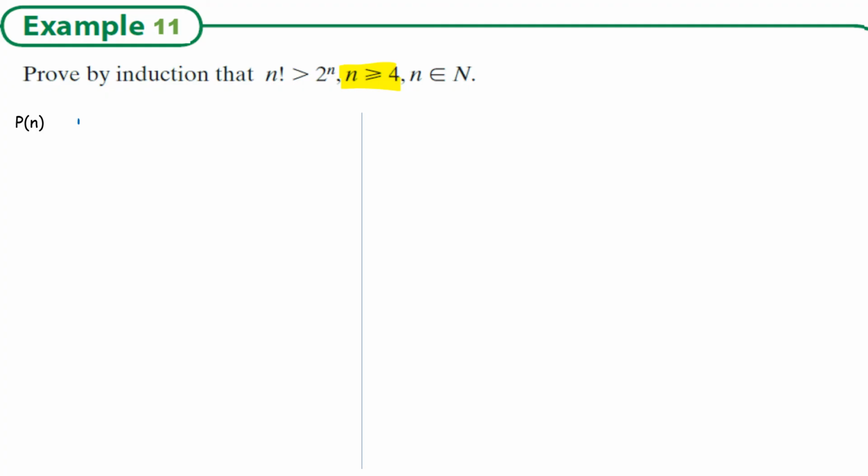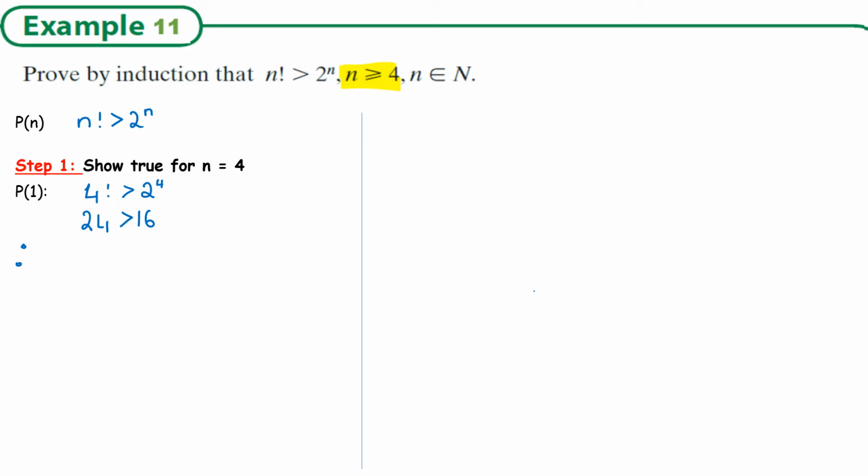So our proposition is n factorial is greater than 2 to the power of n, but n is greater than or equal to 4. And we're going to show that that's true for n equals 4. So what that means for us is 4 factorial should be greater than 2 to the power of 4. You have a factorial button in your calculator that you can use to work that out. And that works out as 24 is greater than 16. Therefore, proposition 4 is true.